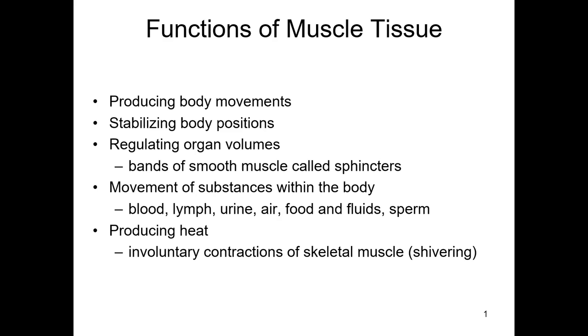In addition to all these movements, the contractions of skeletal muscle produce heat. In AMP2, we look at heat maintenance, the heat homeostasis in the body, and one reaction to hypothermia is shivering, which is involuntary movement of skeletal muscle, and that's supposed to produce heat and counteract the hypothermia, the cooling of the body.